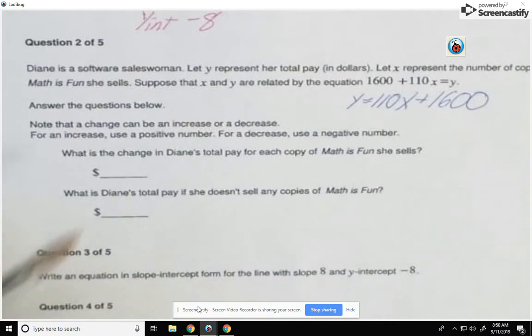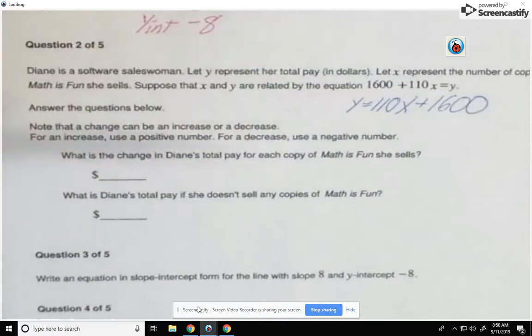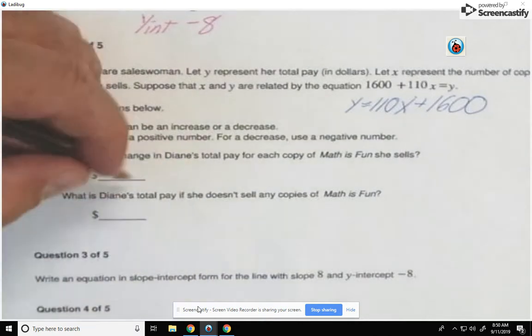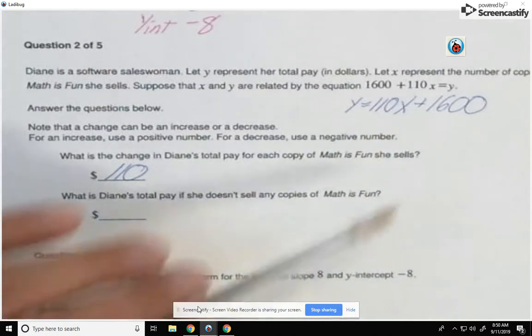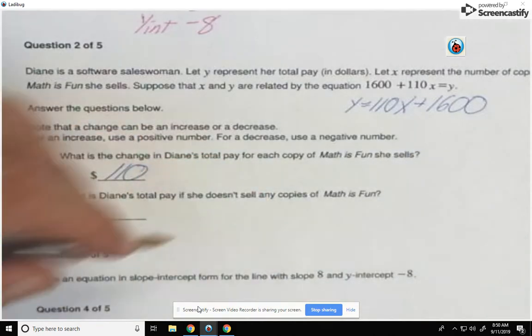Okay, so change, this is looking at your rate of change. Again, rate of change is just another way to say slope. So if we look at our equation, our slope is 110. Question 2b says, what is Diana's pay if she does not sell any copies of Math is Fun? Okay, so that means if she sells no copies, our x is 0. So we're looking at our y-intercept, which is the 1600.